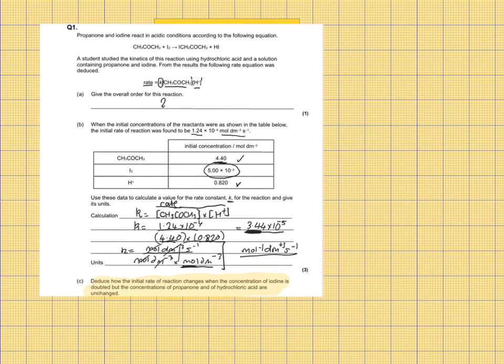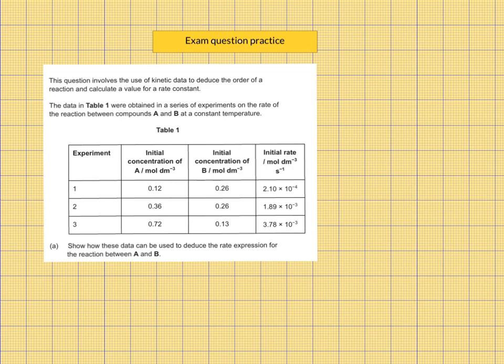So the initial rate of reaction, absolutely no change. What we will now do is look at some exam questions where we're asked to deduce a rate equation and deduce a value for the rate constant giving its units. In this particular question, we're given two theoretical reactants, A and B, and the initial rate. The experiment has been repeated 3 times. What we're trying to do is deduce a rate expression, that's the rate equation, it's the same thing, and also to deduce a rate constant.